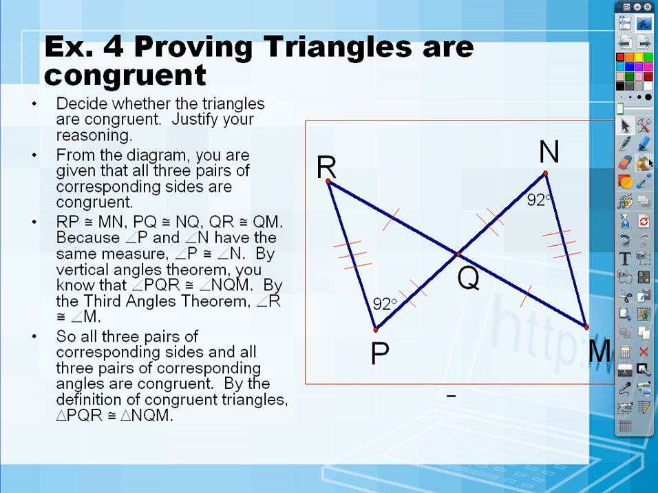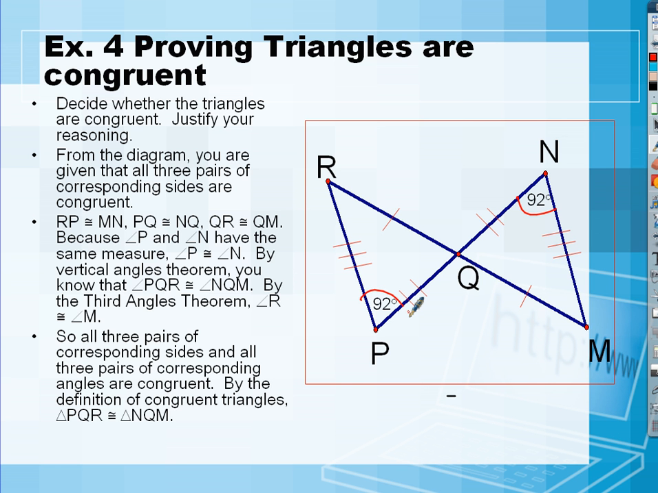Well, look what we got here now. 92 and 92. Those two angles are congruent for sure. You see any other congruent angles? Yeah. RQP and MQN. These two angles right here, right? Now, why are those two congruent? What's the reason for that? We can see that they are, but what's our reason?